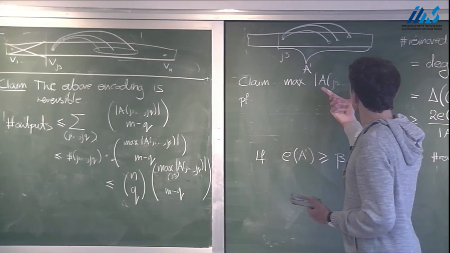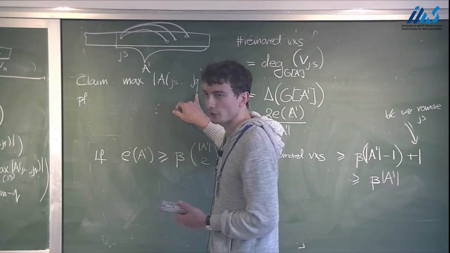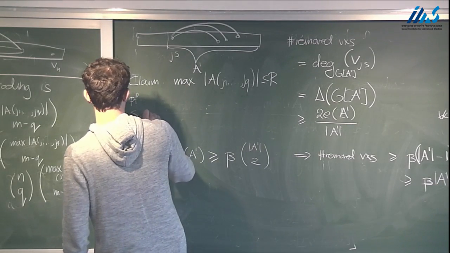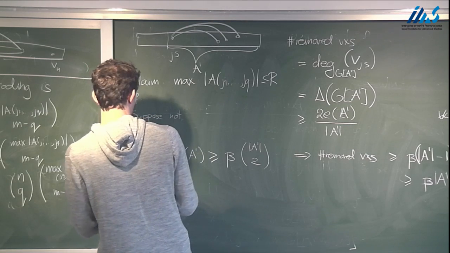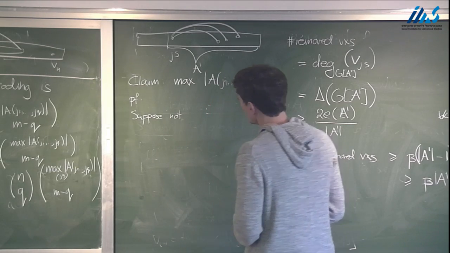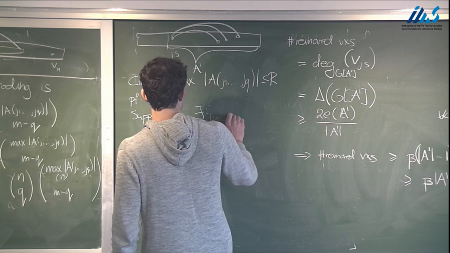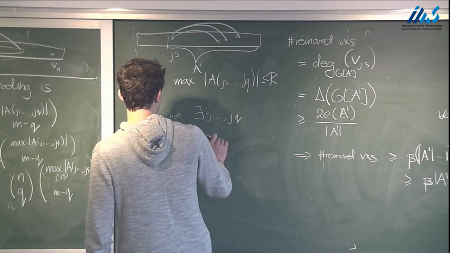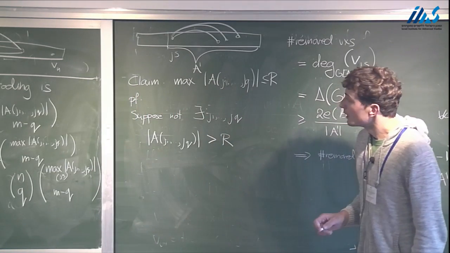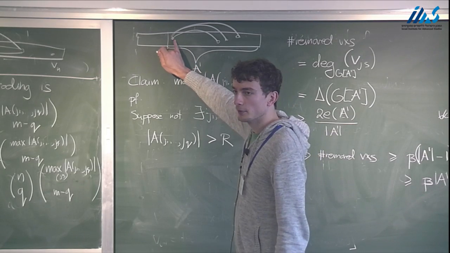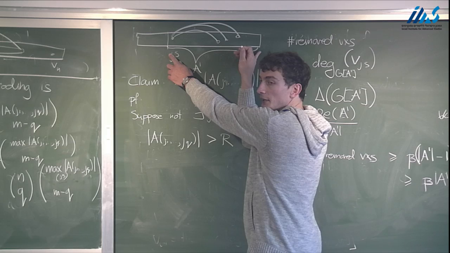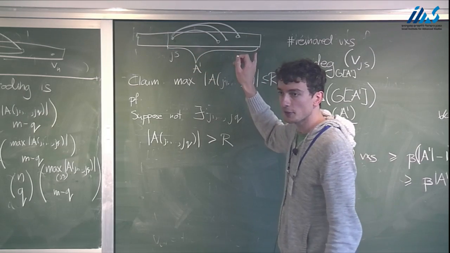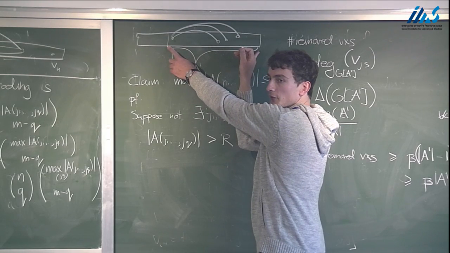Proof: suppose it's not. Then there exists a sequence J1, ..., JQ where A(J1, ..., JQ) is strictly greater than R. Now, when we were at this step, it means that this set had at least R elements, right? Because the final set we obtain by selecting this last vertex and maybe deleting something. So in every step, this set had at least R vertices.